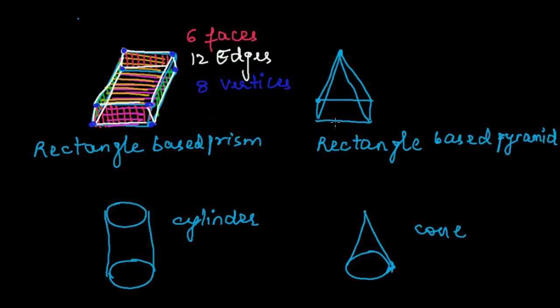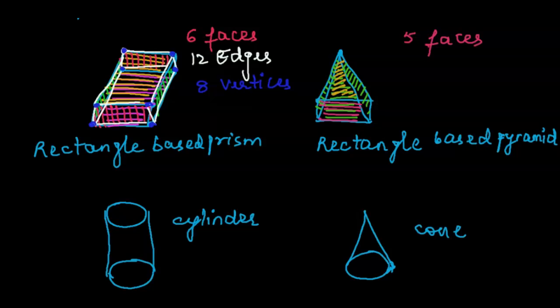Let's count the faces on this pyramid. We have one bottom face. Then we have these side faces. This is face number 2, face number 3. Then we have face number 4 in the front. And there'll be a face number 5 at the back. So altogether we would have 5 faces.